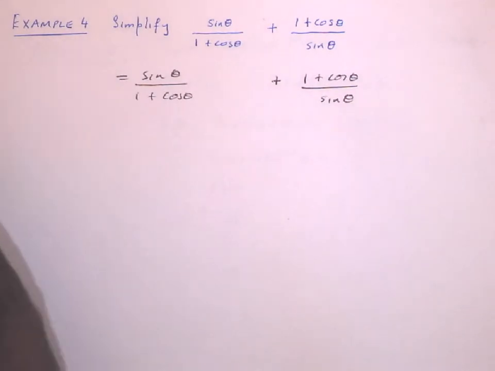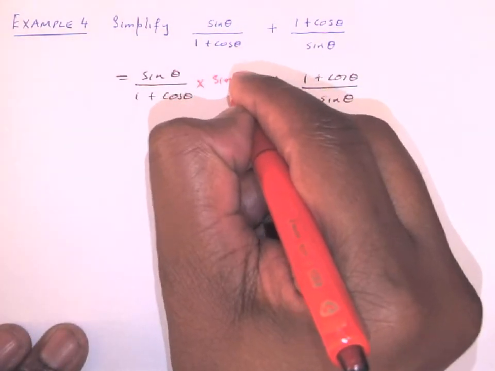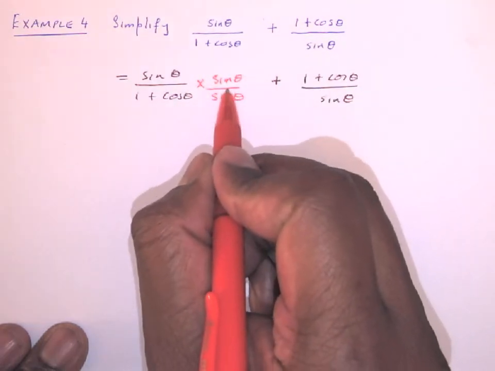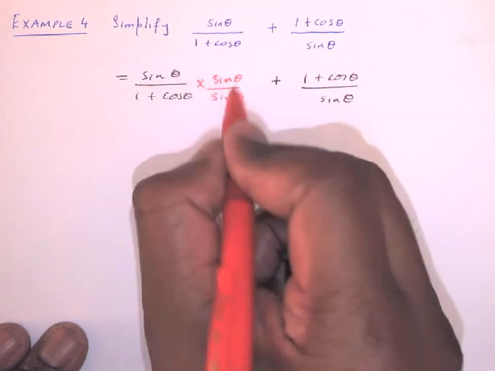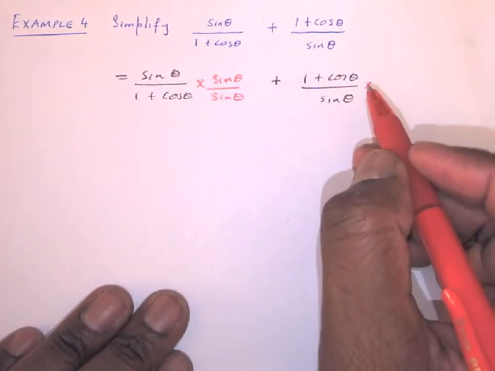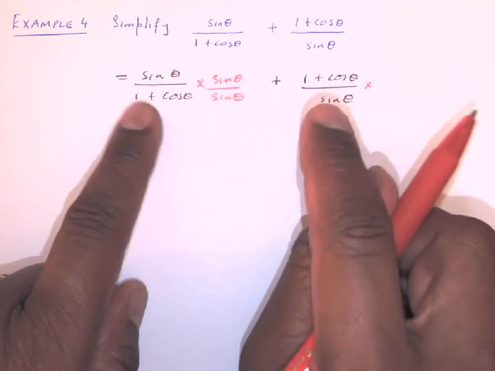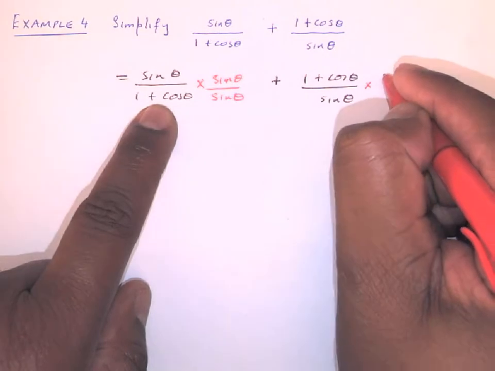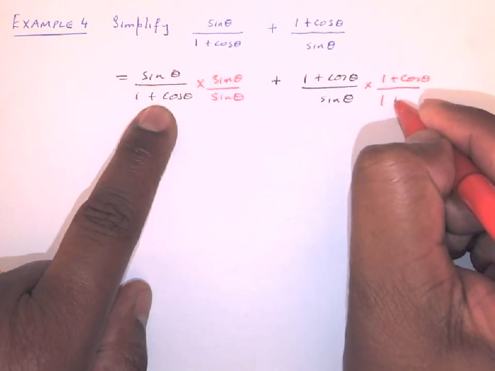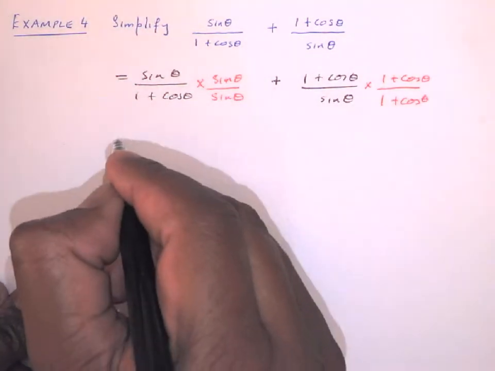So what am I going to do? I'll multiply this one here with sine theta over sine theta, because that is 1. If you multiply by 1, you're not changing the value of what is given there. This one must also be multiplied by 1. What would be 1? Remember that we want the denominators to be the same. This one already has sine, so I must use this one here. So I've got 1 plus cos of theta over 1 plus cos of theta. Now you can see that the denominators are now the same.